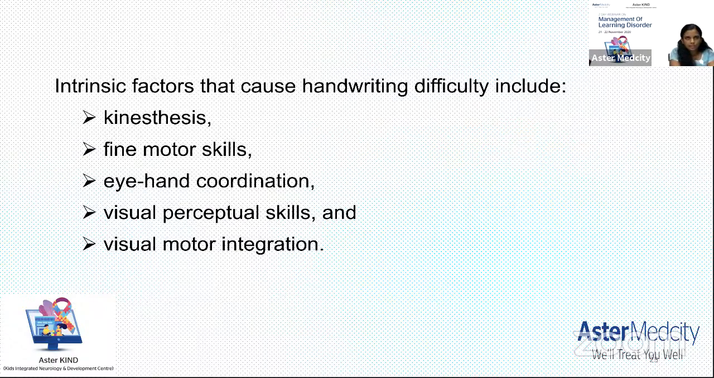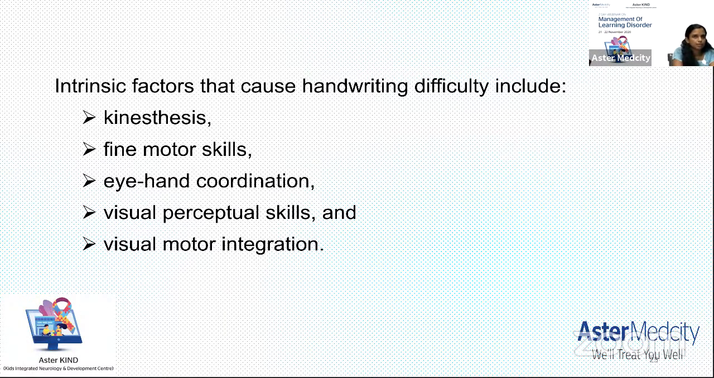Now let's see the intrinsic factors that cause handwriting difficulty. They are kinesthesia, that is the awareness of position and movement of the parts of the body by means of the proprioceptors present in our muscles and joints. And if the fine motor skills are inadequate, that also results in illegible handwriting. And then eye-hand coordination, that is coordinated control of eye movements with hand movement, and the processing of visual input to guide reaching as well as grasping.